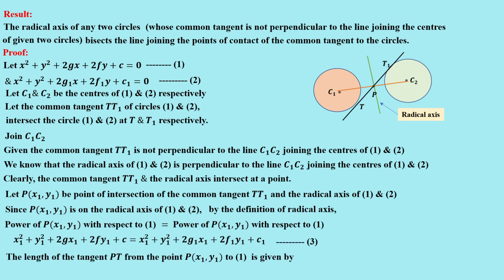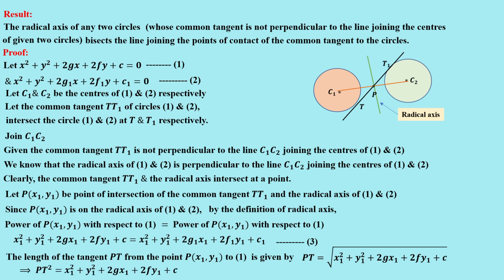The length of the tangent PT from the point P(x1, y1) to the first circle is given by the formula PT equal to root of x1 square plus y1 square plus 2g x1 plus 2f y1 plus c. Therefore, removing the square root, PT square is equal to x1 square plus y1 square plus 2g x1 plus 2f y1 plus c. That is equation number 4.